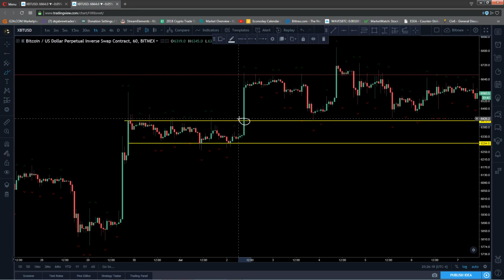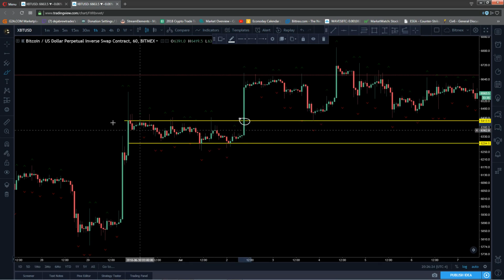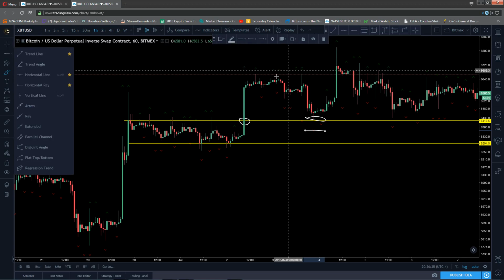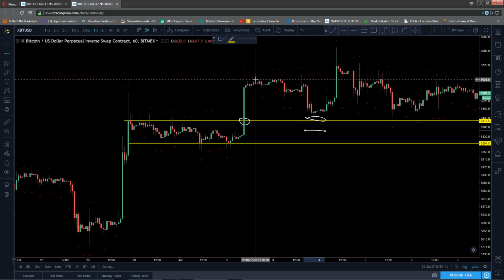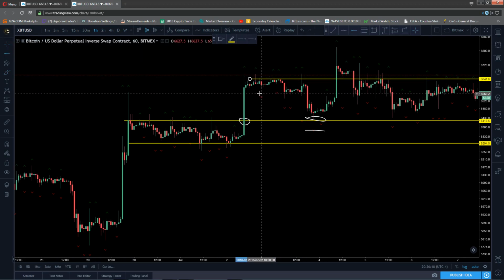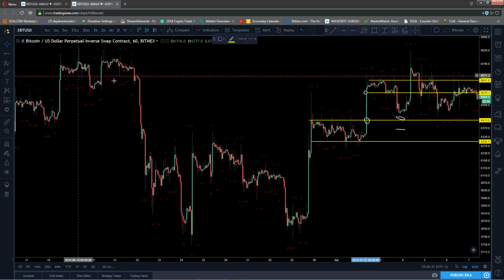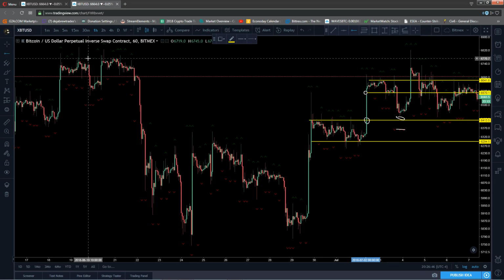So we have our breakout here, and then look what we have here. The first test of this level. So this flag creates this level. This test is a very good trade entry. You could take a trade on the level, stop loss below the level, and then you target, as always, previous swing highs or previous swing lows. You could have targeted this flag here, or you could have went back even further and targeted this flag here.